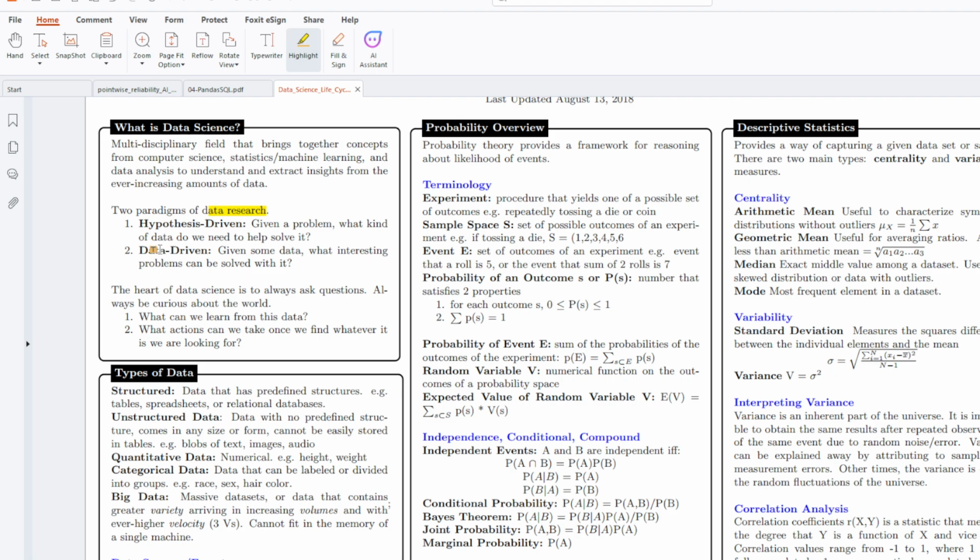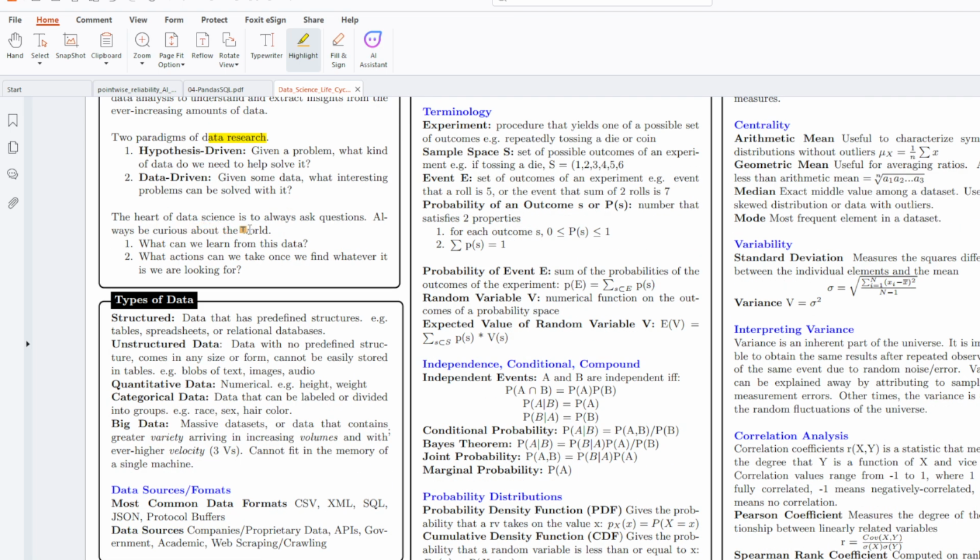Okay? So the heart of data science is always asking questions. Always be curious about the world. What can we learn from this data? What actions can we take once we find whatever we are looking for?